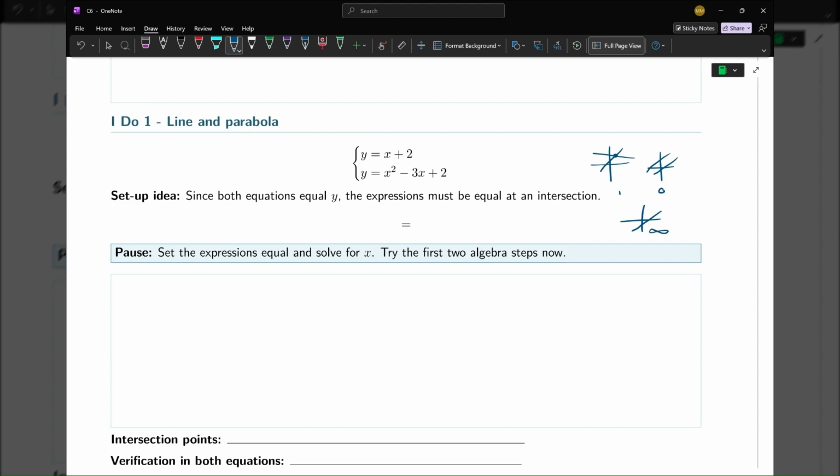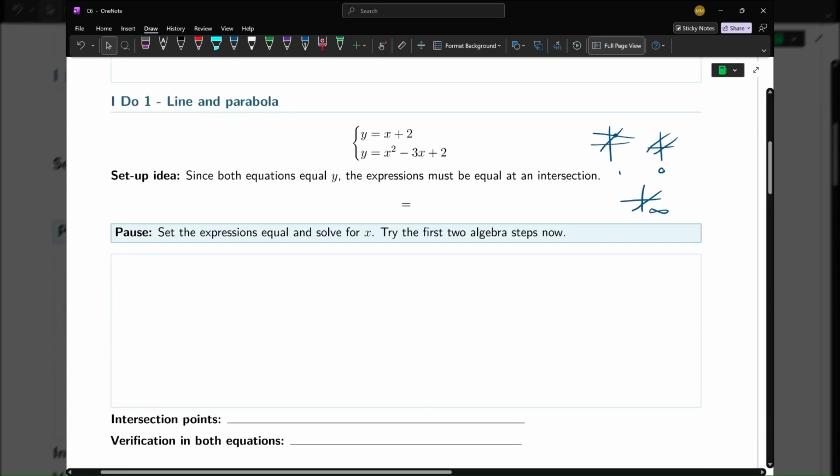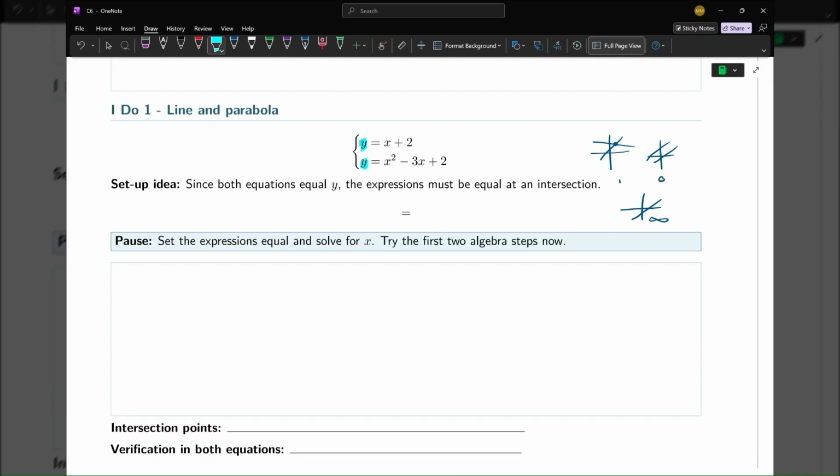So to solve this question, the question says where they're telling the same story. What I want to do is, well, both equations equal y, so why not just set them equal to each other? So if y equals x plus 2 and y equals x squared minus 3x plus 2, let's set them equal to each other, because those expressions, those outputs, have to be equal at that intersection. So x plus 2 is going to be equal to x squared minus 3x plus 2. And now I'm going to solve this. I'm going to pull everything to the right side because I have a positive x squared there. So x squared minus 4x plus 0 equals 0.